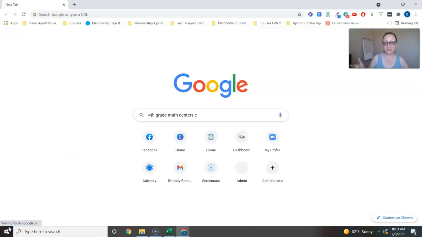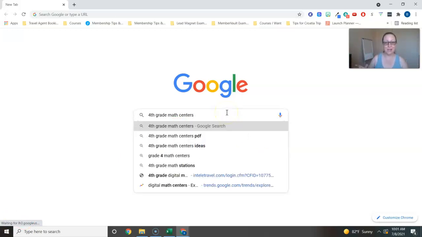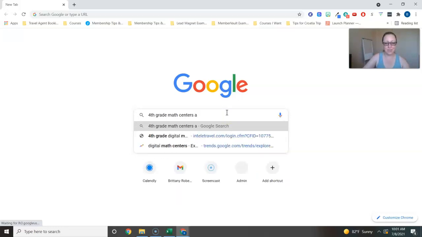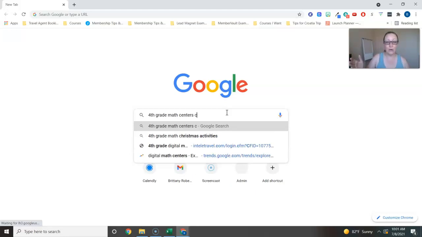Now that alone is a great tip in itself if you haven't used Google search in that way before, but that's not actually the ABC method. So here we go. I'm just going to type in 4th grade math centers space A and see what comes up. Nothing. Okay, let's try B. Nothing. Let's try C. Okay, 4th grade math Christmas activities.